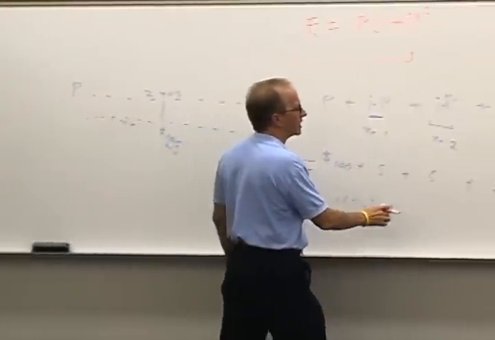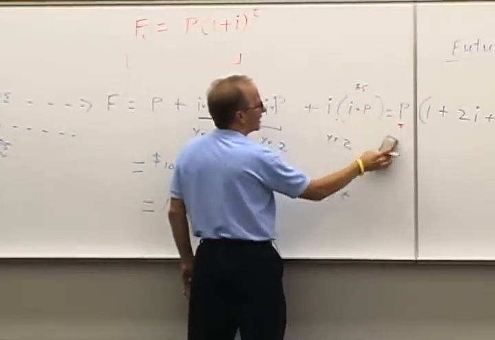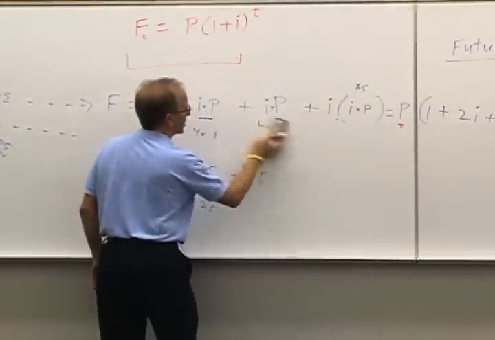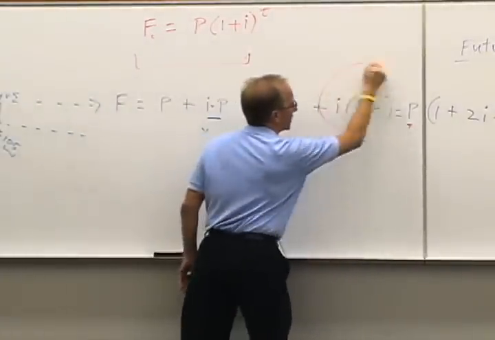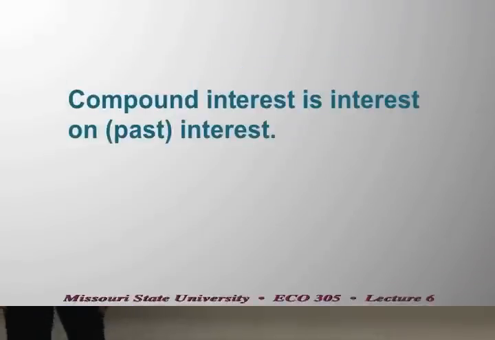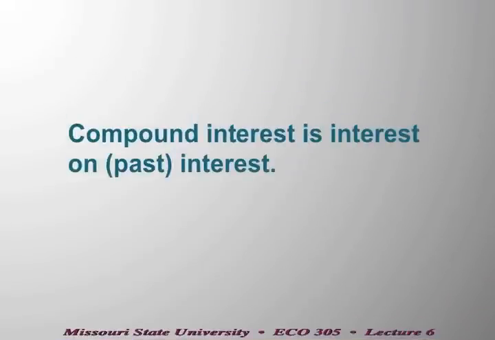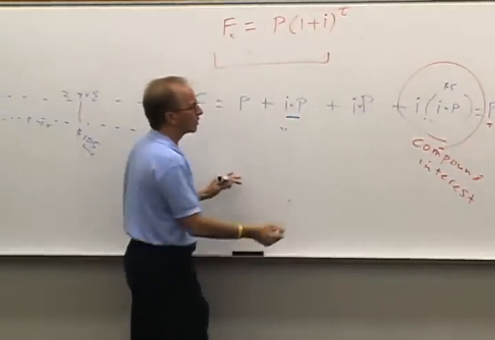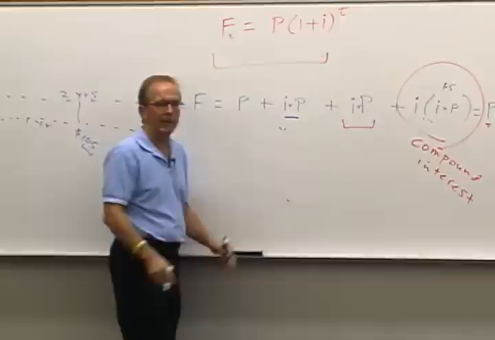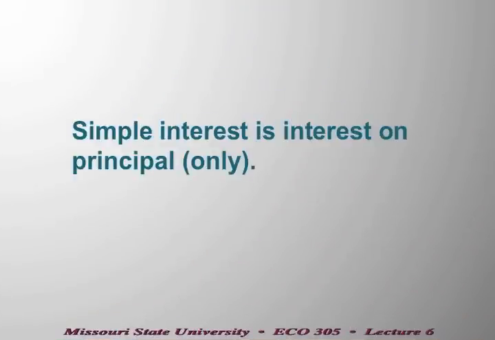Now, we did this, so I want to come back and talk about it just a little bit more. A moment ago, this is 25 cents, you remember? This is interest on interest. What do we call that? Compound interest. Interest on interest is compound interest. What do we call this? Interest on the principal amount. Simple interest.